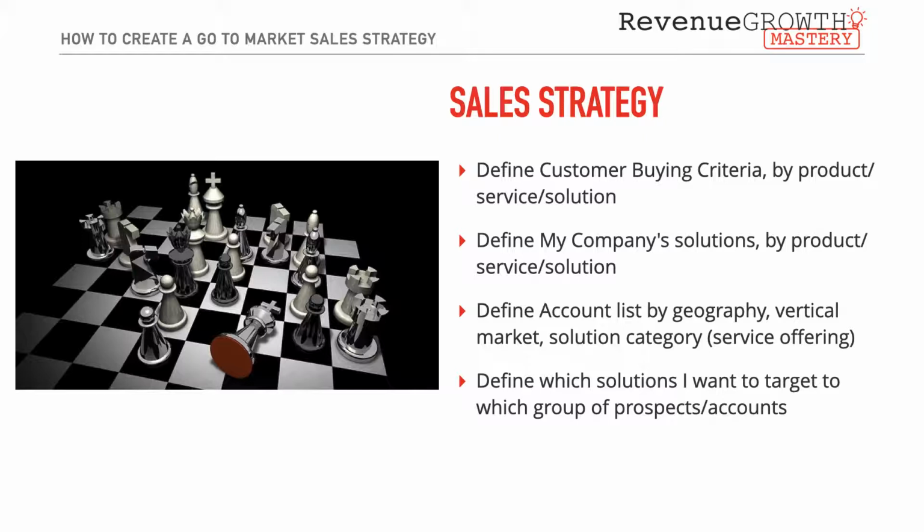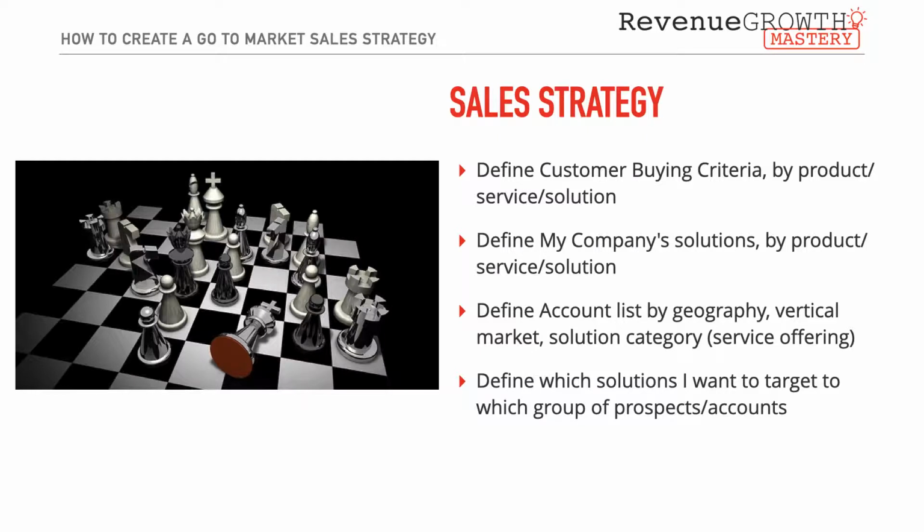Next is define which solutions you want to target to which group of prospects and accounts. So for instance, maybe one of the solutions that you have is a perfect fit for healthcare, but has no place being sold to a higher ed customer. So you want to be specific around what products or solutions are going to be an ideal target for the verticals. The reason this is important is that not all products or services have the same profitability. So if your goal is to increase gross margin or profitability for the year, you want to make sure you're selling your most profitable solutions. Well, if your most profitable solutions can't be sold to a particular vertical, then that's going to be noted in the sales strategy and it's critically important. It sounds fundamental, but a lot of people miss out on this until it's too late.